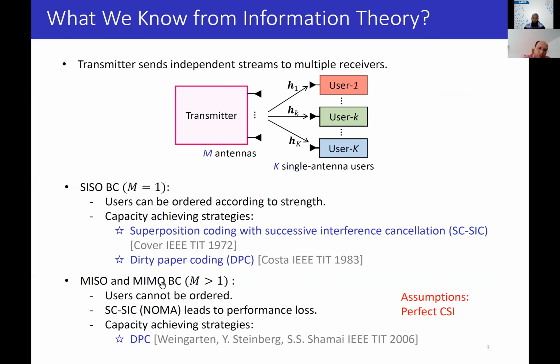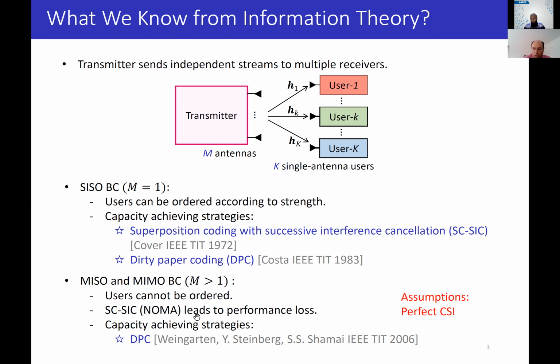Now, we have to keep in mind that this is known under some specific assumptions, which is that the knowledge of the channel state information is perfect at the transmitter. So all those channel states here, H1 to HK, so the channels of user 1 to user K, are assumed to be perfectly known at the transmitter. In that case, we know what is the BC's capacity achieving strategy.